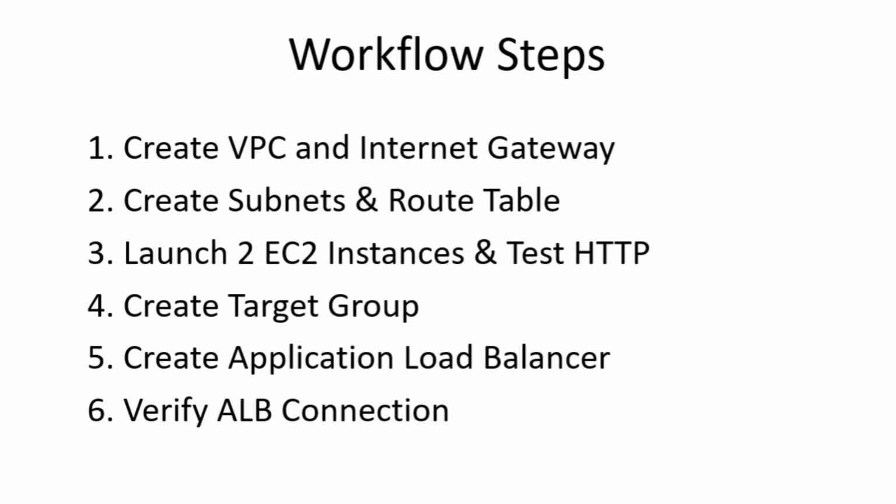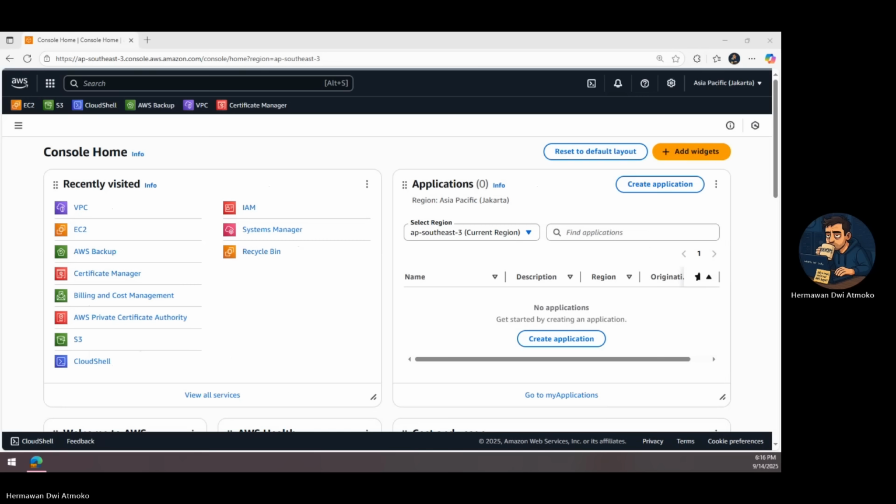With the target group ready, we now create the application load balancer itself. We'll configure it as internet-facing, select multiple subnets, assign a security group, and connect it to our target group. Finally, we verify the ALB connection. By opening the ALB's DNS name in the browser, we can see traffic distributed between our instances, proving the load balancer is working as expected.